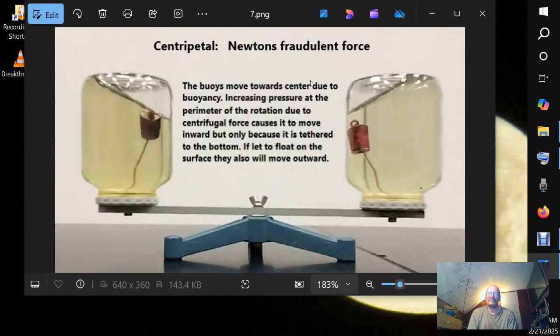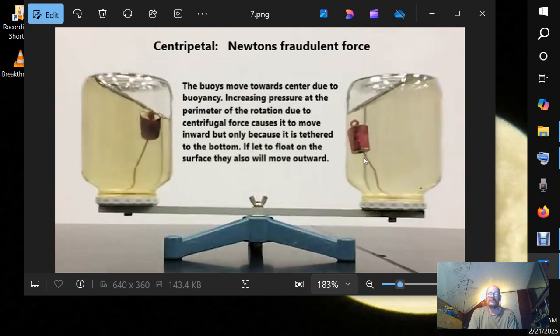centripetal force, which I will call Newton's other fraudulent force. They spin this apparatus with these buoys attached to the bottom inside the water, and as they spin faster, the buoys lean towards the center. But the buoys float. The buoys move towards the center due to buoyancy. The increasing pressure at the perimeter of the rotation due to centrifugal force causes it to move inward, but only because it's tethered to the bottom.